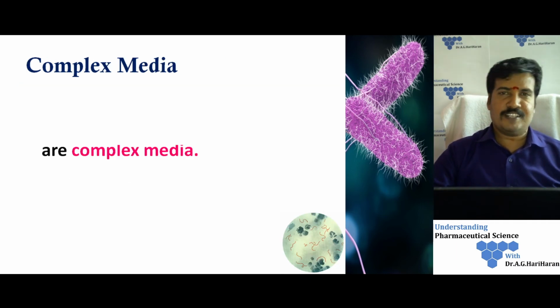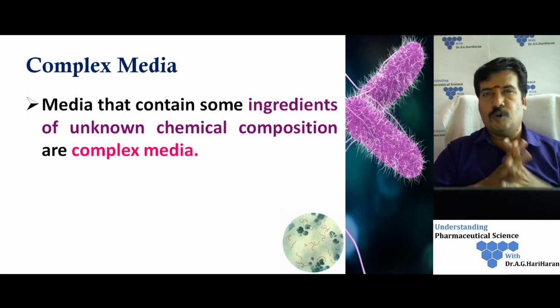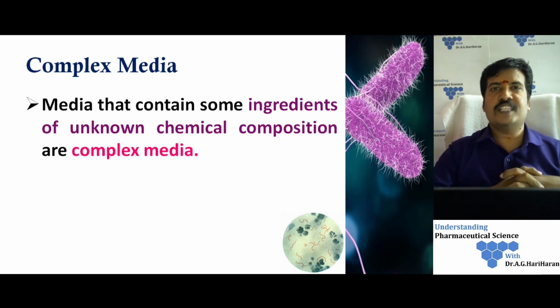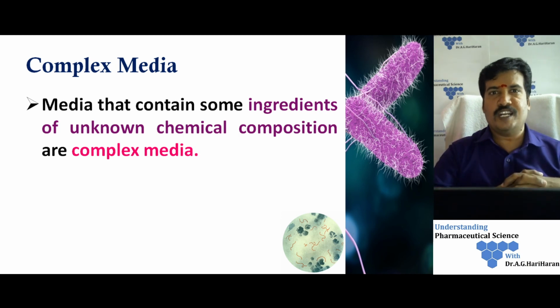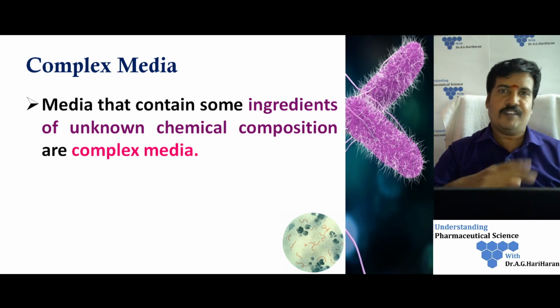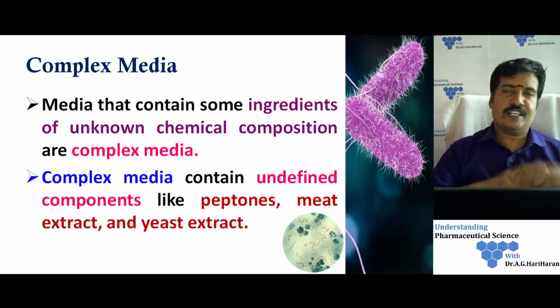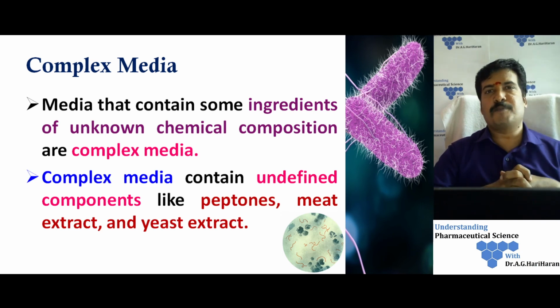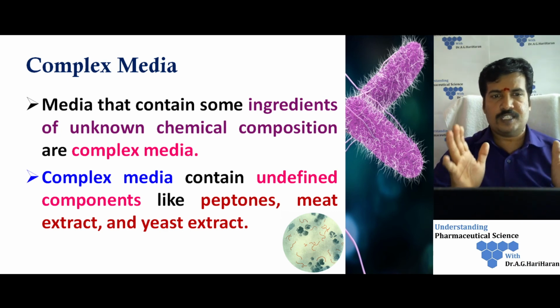So the second type of media is the complex media. The name itself tells us this media is a little bit complex in nature because we don't know the exact quantity of each and every element present in the media, and moreover the chemical composition is unknown in nature. So this becomes a complex nature of the media. That's why we call it a complex media. So the complex media generally carries certain chemicals like peptone, beef extract, meat extract, or yeast extract. It doesn't have well-defined chemical constituents, right?